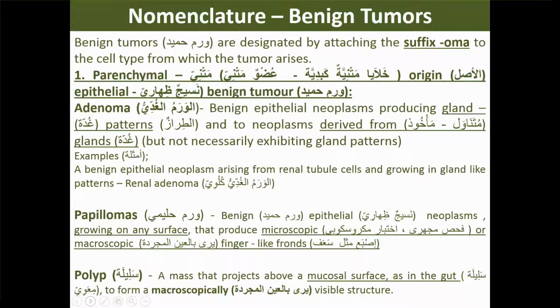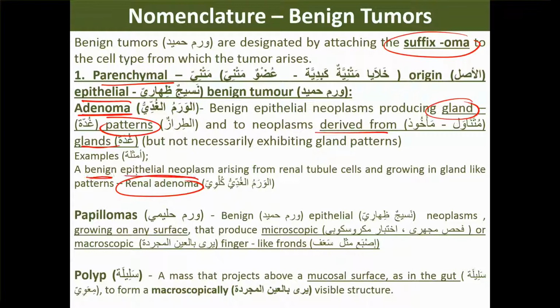Now coming to the nomenclature of benign tumors. We put the suffix "oma" for benign tumors, and if it is of parenchymal origin, that is epithelial origin, and has a glandular pattern, it is called adenoma, a neoplasm derived from glands. Whether they have a glandular pattern or the tumor is derived from a gland, we call it adenoma. For example, renal adenoma is a benign epithelial neoplasm arising from the renal tubule cells and growing in a glandular pattern.